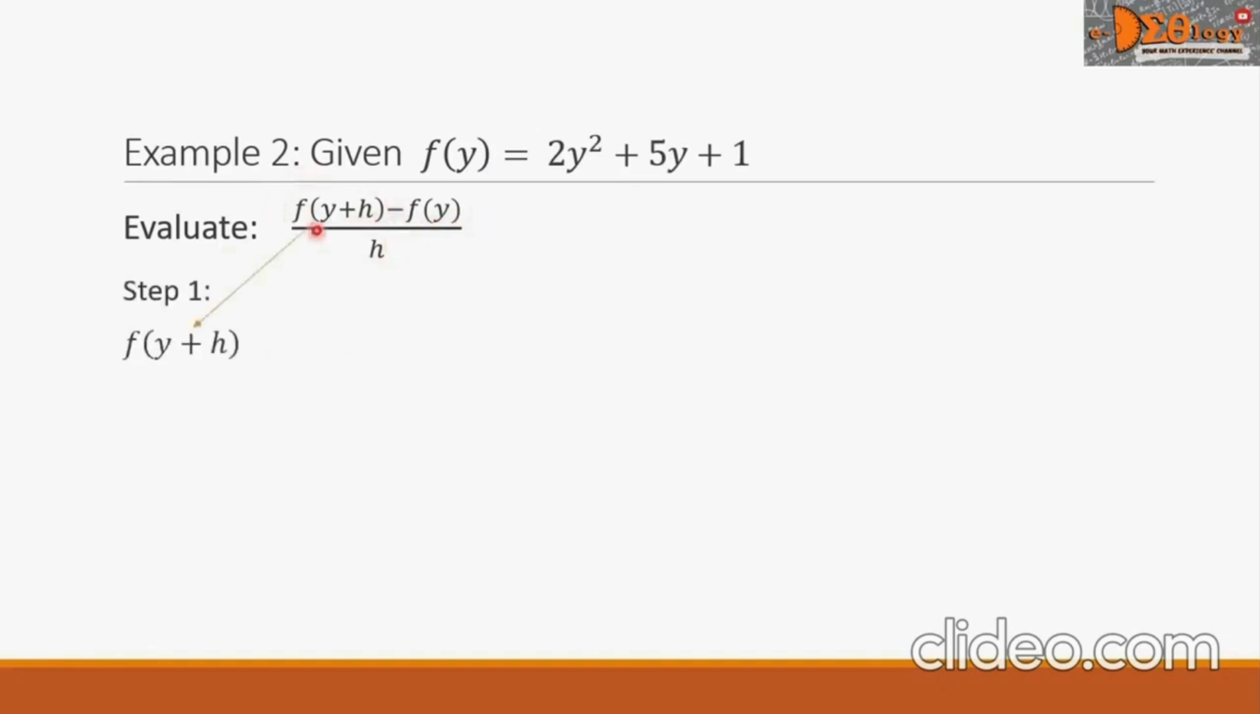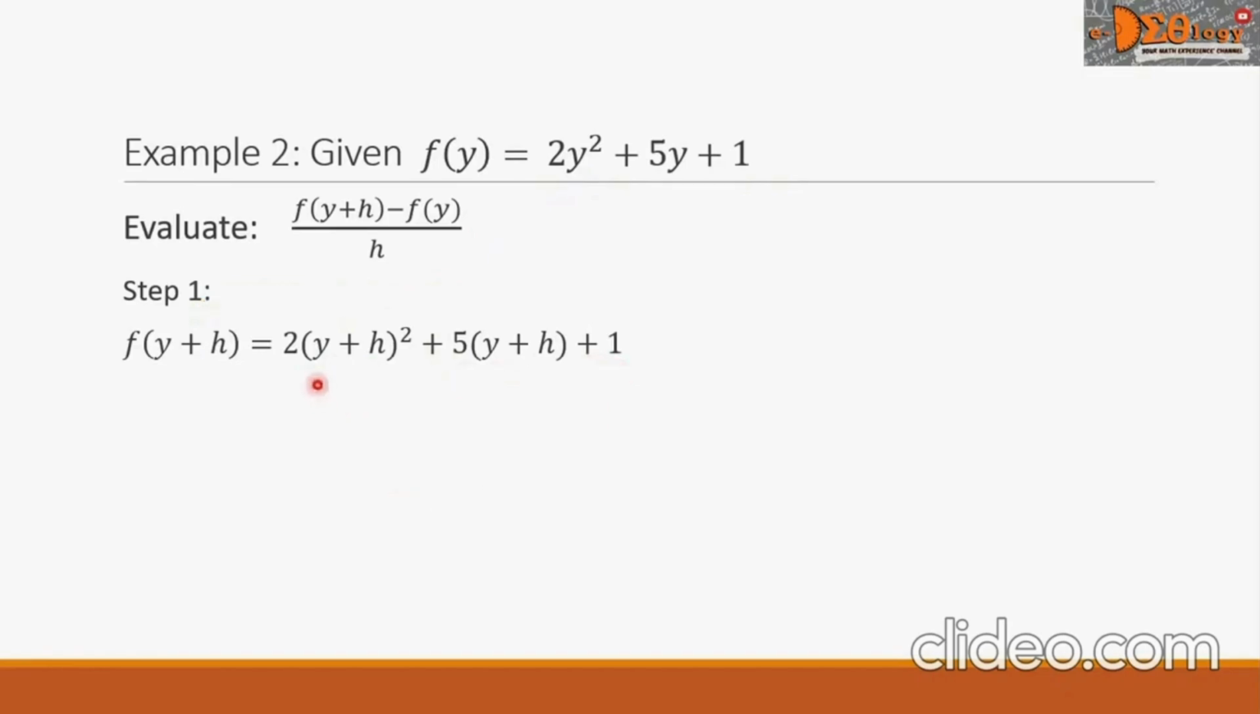Let us simplify this function f of y plus h. It means I'm going to copy the same function here, but every time there is y, I will change that value to y plus h. So you see here, we have 2 times the quantity y plus h, and it is squared, plus 5 times the quantity y plus h, plus 1.